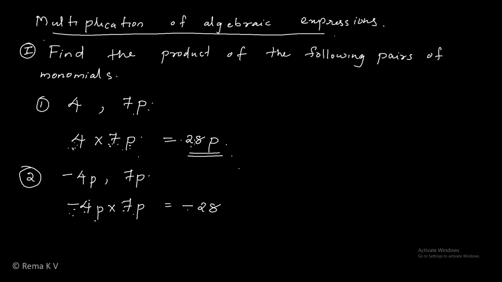Now we have to multiply the algebraic factor. p into p. p is multiplied twice. So how can we write it? It is p square. p into p equals p square. Minus 28 p square. This is the answer.